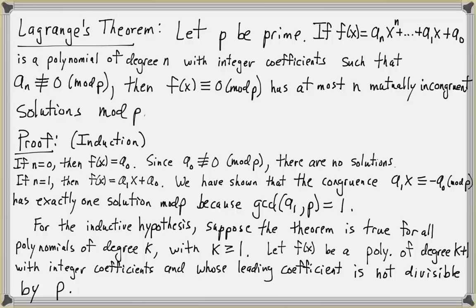Okay, so we want to show that the polynomial congruence f of x congruent to 0 mod p has at most k plus 1 mutually incongruent solutions. Well, if the congruence f of x congruent to 0 mod p has no solutions, then that would be less than k plus 1, so the theorem would be true.